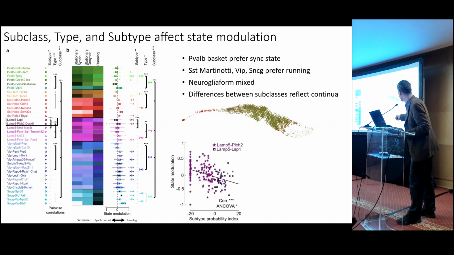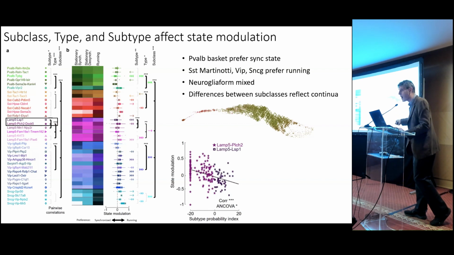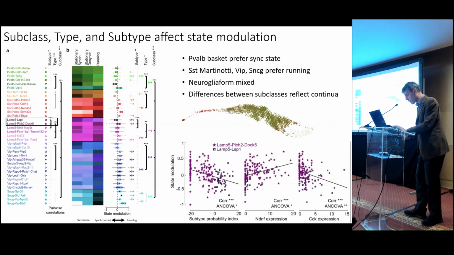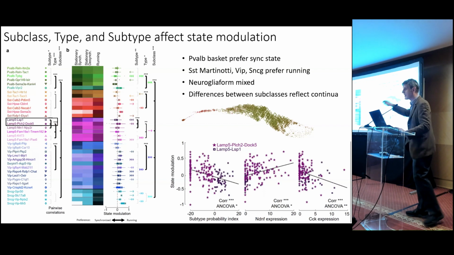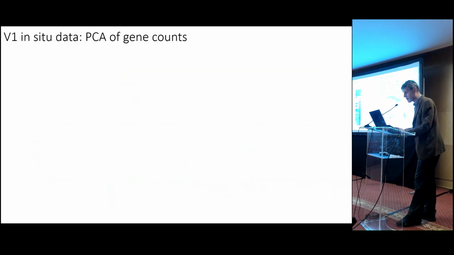You can see that if we have a measure of position along the continuum here on the x-axis, and a measure of state modulation on the y-axis, you can see a continuous variability. The break between the clusters is arbitrary because it's a continuum of cell types, and we've got a correlation all the way along the continuum. And in fact, we can even see it with single genes. So here, NDNF, the gene we saw earlier that's expressed along this continuum, you can see that the state modulation, the amount it prefers running, correlates with the NDNF expression, even within one of these cell classes. And CCK, a gene that goes in the other direction along the continuum, has a negative correlation.